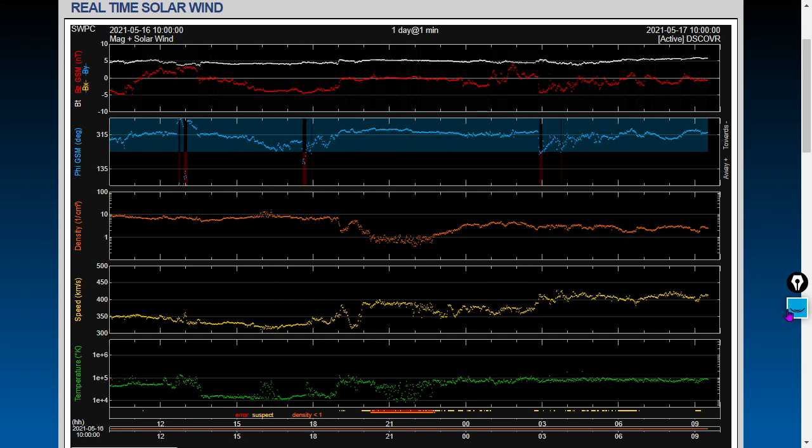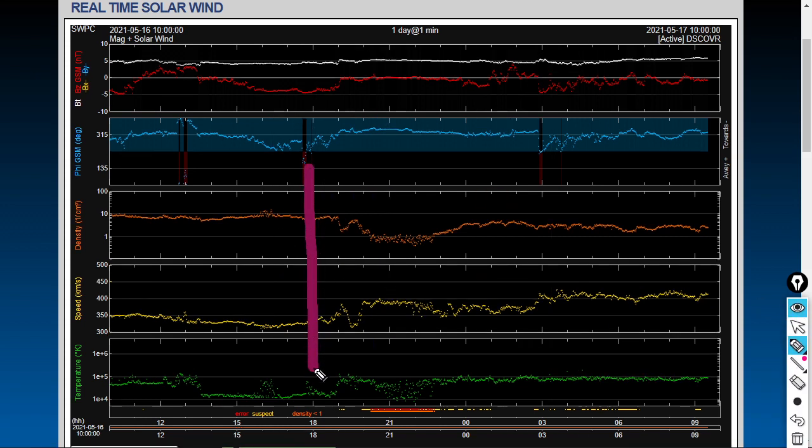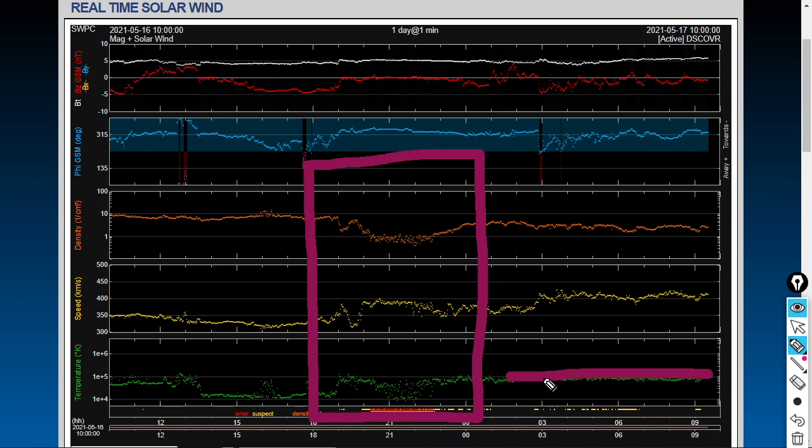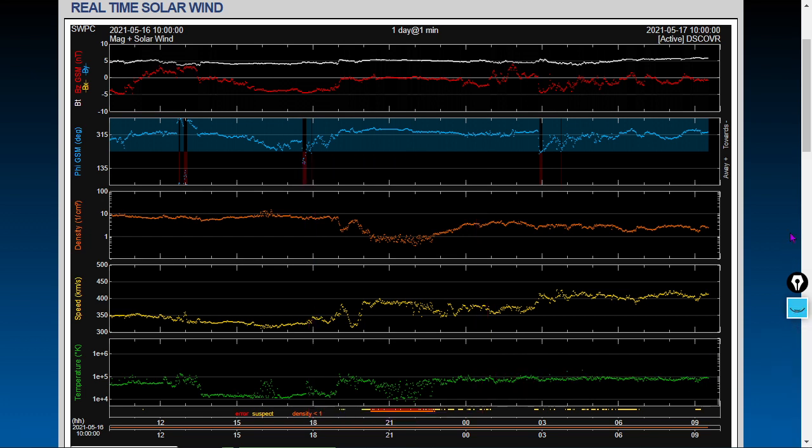And here's the standard signature of a coronal hole wind stream. You can see the density drops off at the same time that the velocity goes up. Also, the temperature usually changes around that same point. That's this green line here on the bottom. So it's a weak coronal hole wind stream.